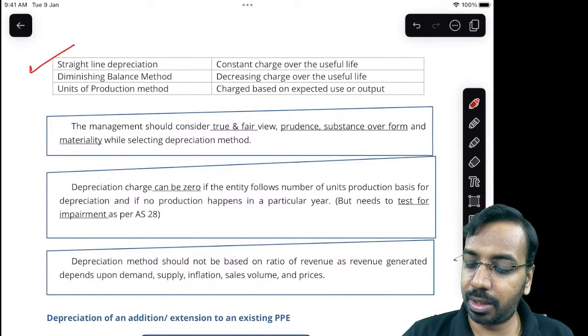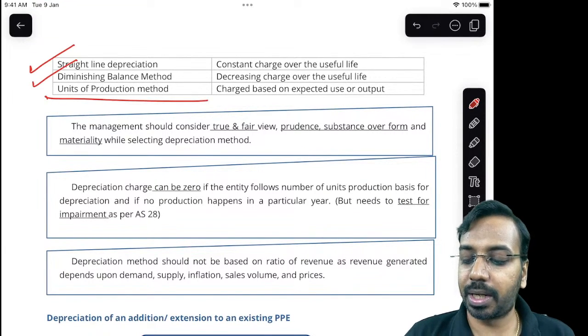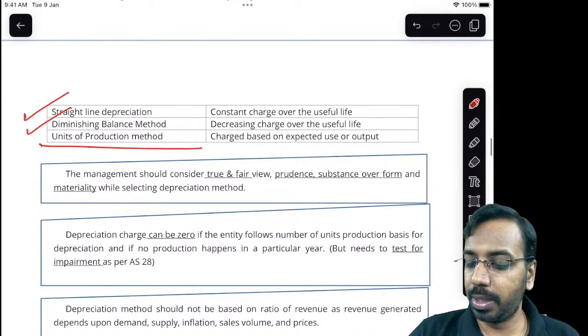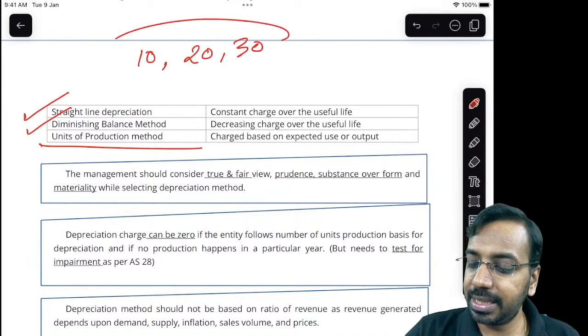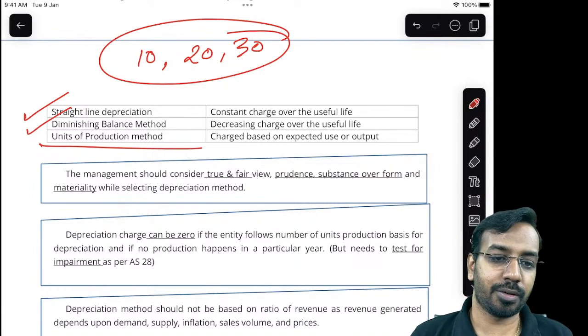You can have straight line method, diminishing balance method, unit of production method. In unit of production, what you do is, let us say you have 10 units, 20 units, 30 units. In this ratio, you will charge depreciation. Very simple.